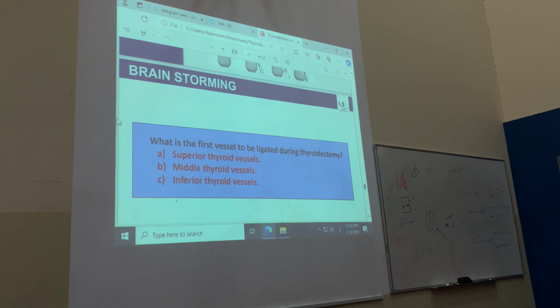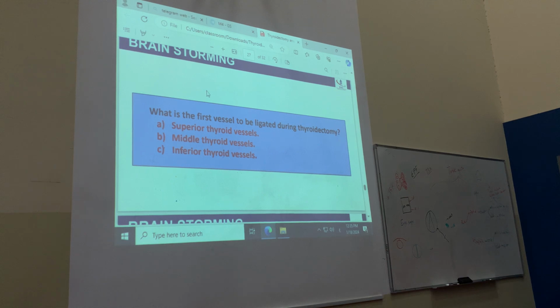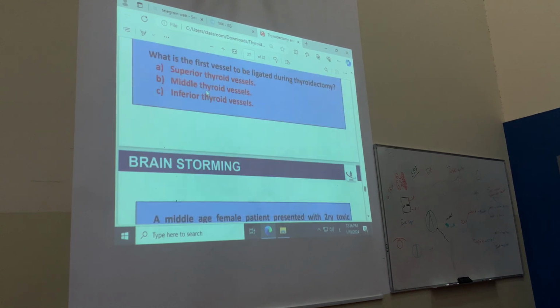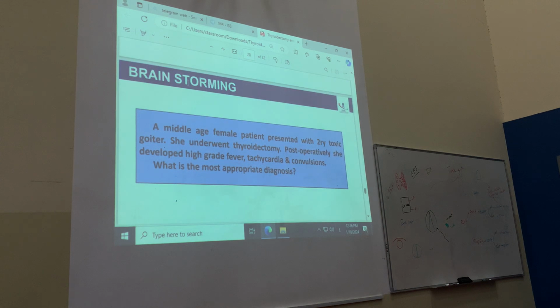Another critical question: what's the first vessel to be ligated during thyroidectomy? Middle thyroid. Why? Shortest. We have superior thyroid vessels, inferior thyroid vessels. Do we have middle thyroid vessels? It should be vein, right? Okay. There's no choices here. It's very important and direct.